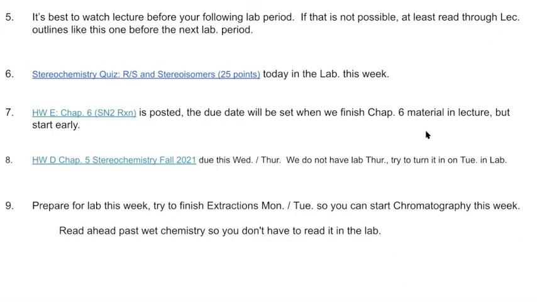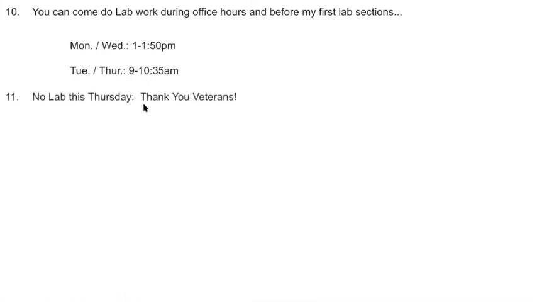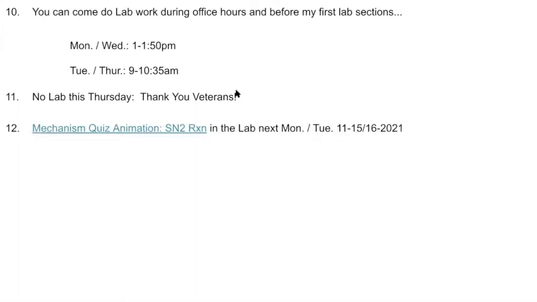All right, prepare for lab this week. Like in all weeks, try to get extractions done this week, so we can get the chromatography going. So read ahead, past the wet lab parts to do, more dry lab to get ready. And you can come do lab work during my office hours, like always at these times, except this Thursday will be Veterans Day, so no lab Thursday. Thank you, veterans. And the mechanism quiz, SN2 reaction, is in lab this coming Monday and Tuesday. That'll help you get ready for the exam.